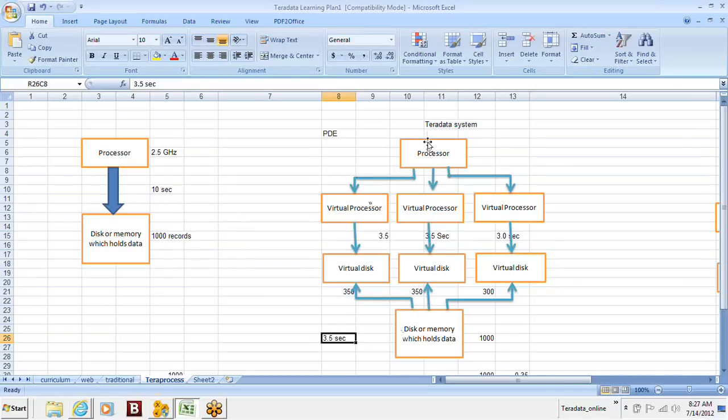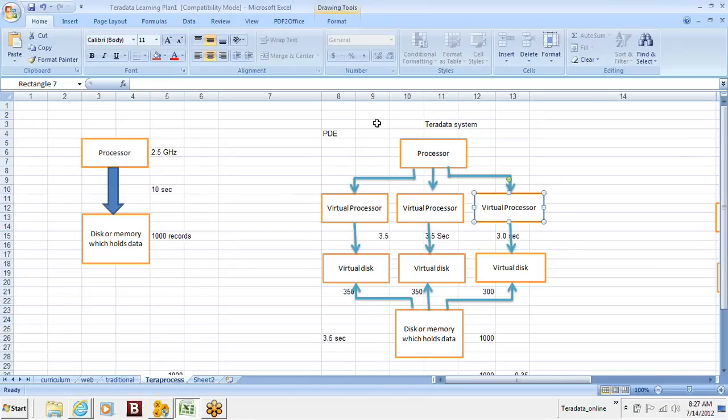That is if the processors start behaving as 3 virtual processors. Now they have come up with more sophisticated systems where a single processor can be treated as more than 3 virtual processors, so we can get even more performance with those systems. But for understanding purposes, we have considered a Teradata system where we have 3 virtual processors here.